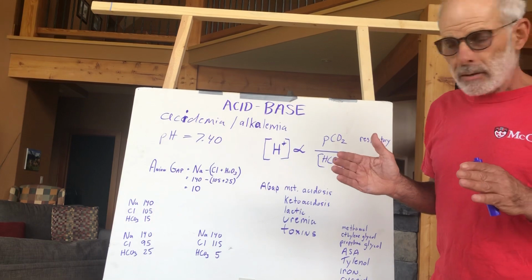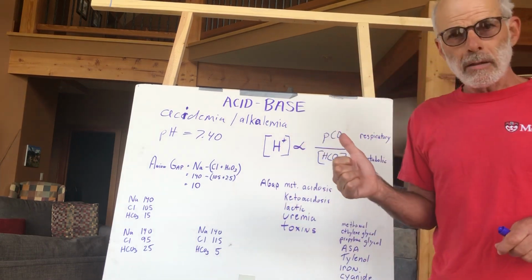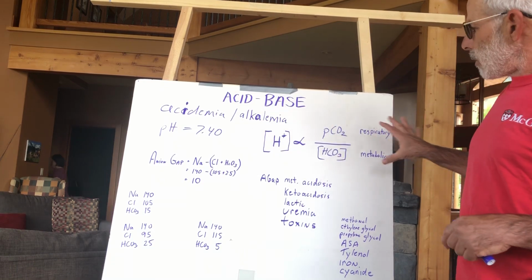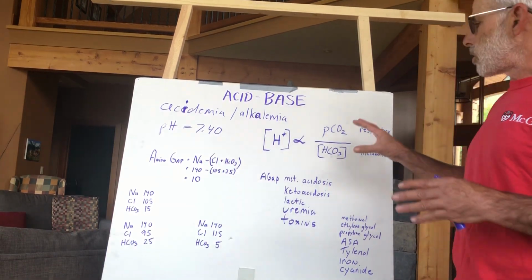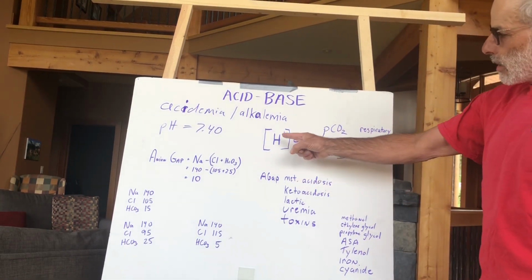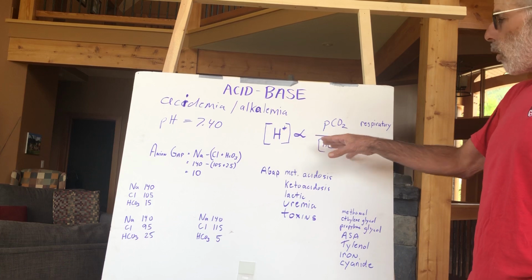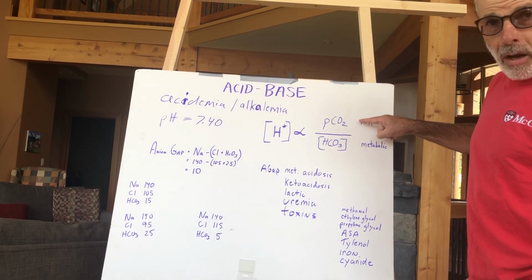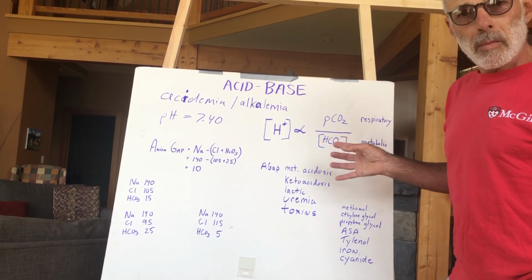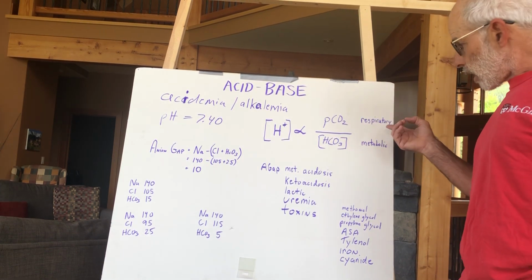So how does it do that? Well, it's got two main buffering systems, controlling the carbon dioxide and controlling the bicarbonate in the blood. This is represented by the Henderson-Hasselbalch equation, or rather a simplification of it, and basically it's what you need to know: the final H plus concentration in the blood is going to be proportional to the partial pressure of carbon dioxide in the blood over the concentration of bicarbonate in the blood.